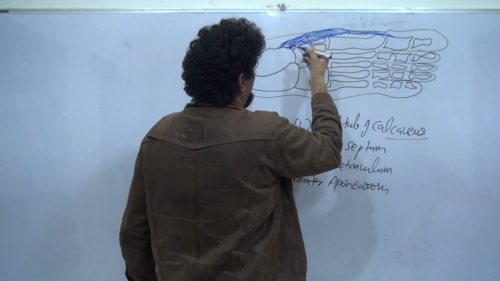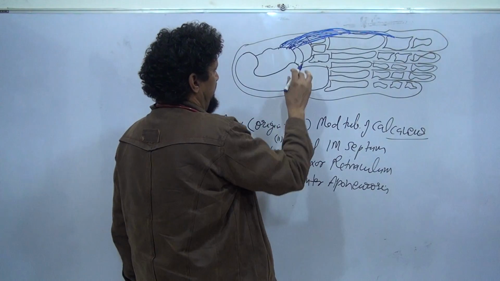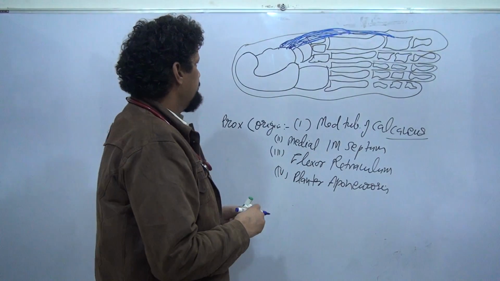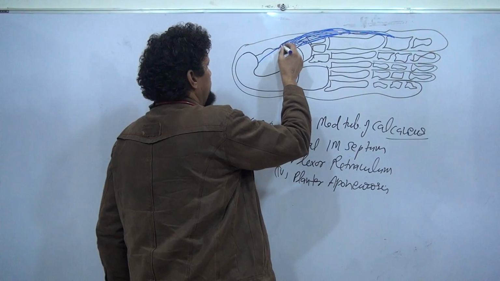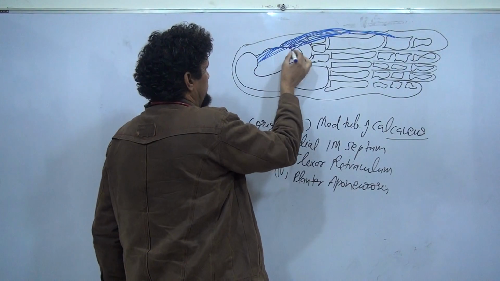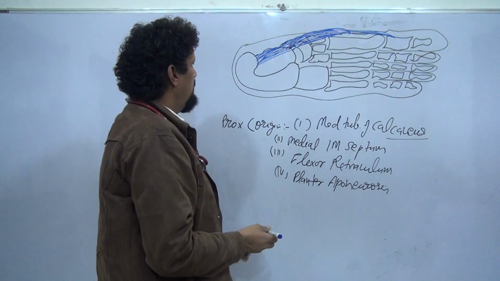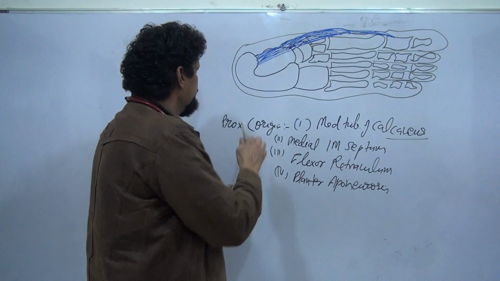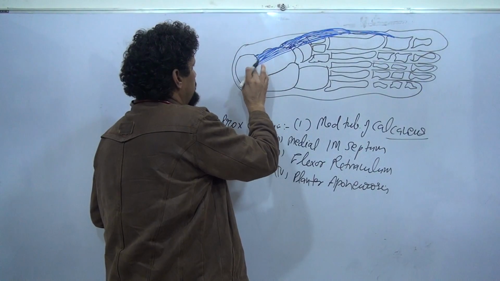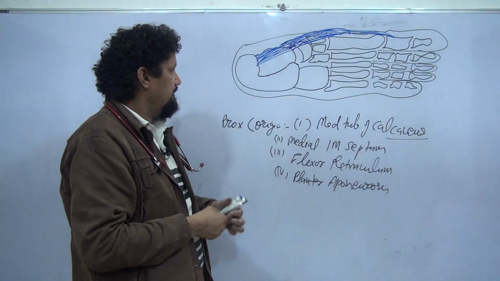Some fibers are taking origin from the medial intermuscular septum, which can be seen here during dissection, and some are taking origin from the plantar aponeurosis, which is attached on the part of the calcaneus here. So this is the calcaneus. This is the medial tubercle of the calcaneus.